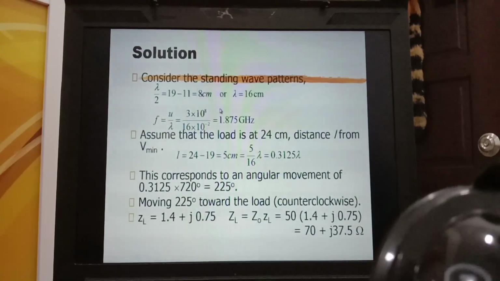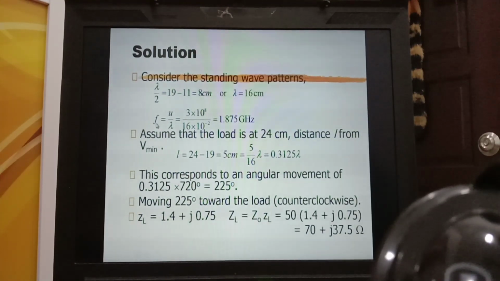So therefore, from a wavelength of 16 cm, the frequency is propagation velocity divided by wavelength, and the propagation velocity is assumed to be 3 times 10 to the power 8 meter per second. That gives us a frequency of 1.875 gigahertz.